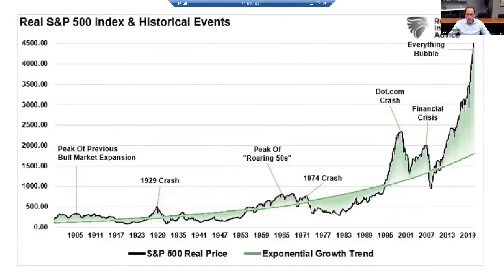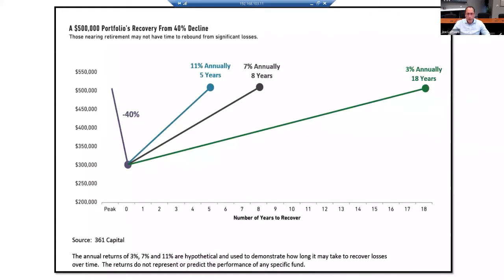Another way to think about a bear market is the time it takes to recover. This shows, depending on your rate of return during the recovery, it could extend out several years, or you could recover faster. So a 40% drop in the market, which we know could probably take a year or two to work itself out, then could take another 5 years to recover if you're getting 11% annually, right? But if you're getting 3% annually, it takes 18 years.